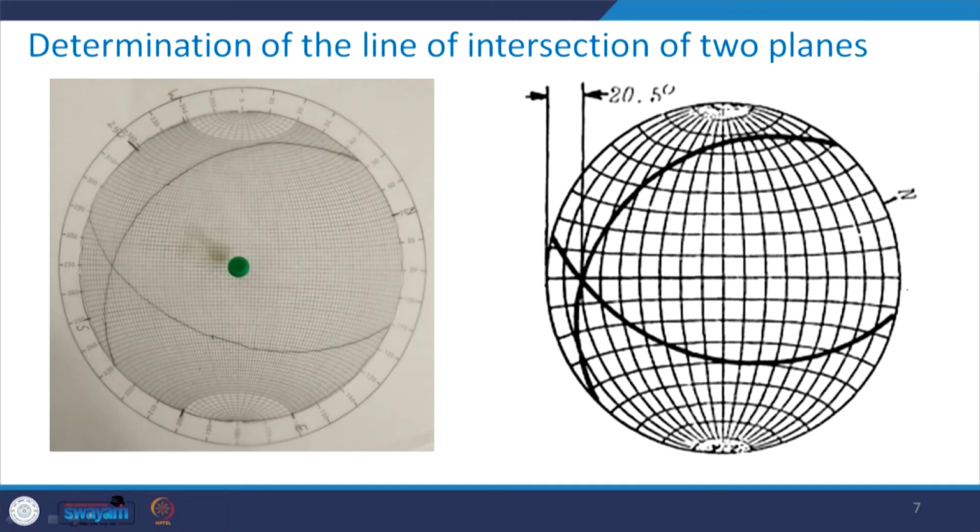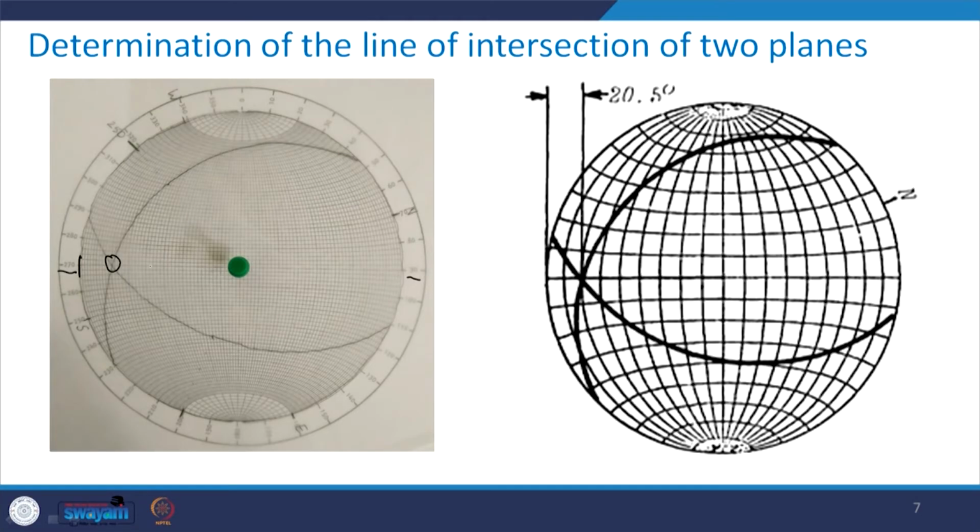So, the point of the intersection was this point and we have rotated it in such a manner that it is lying along this 270 degree and 90 degree point here. Now, how to determine its dip and the dip direction? From the extreme circle, you just measure off this radial distance. This is 10, 20 and a little bit more than 20. So, that is going to be 20.5.